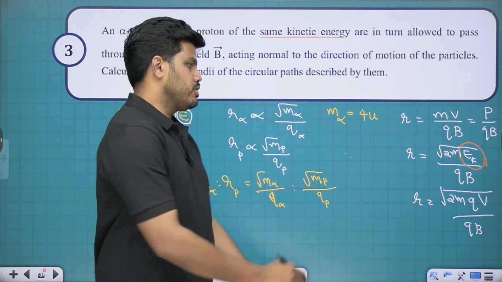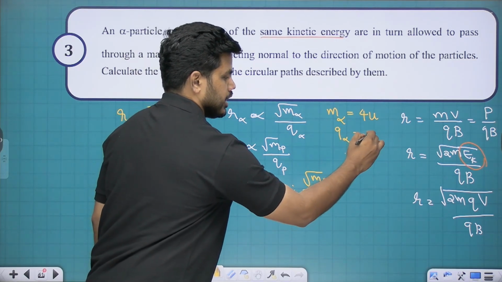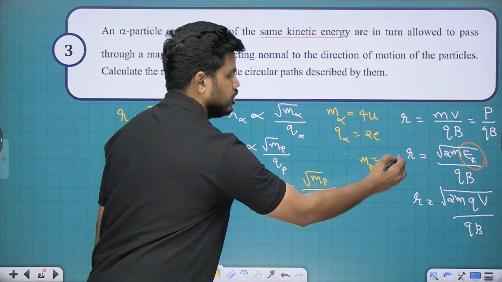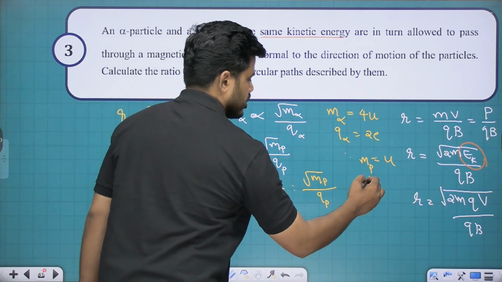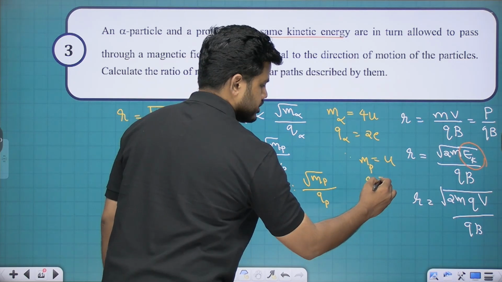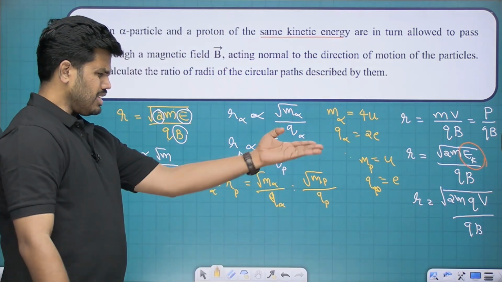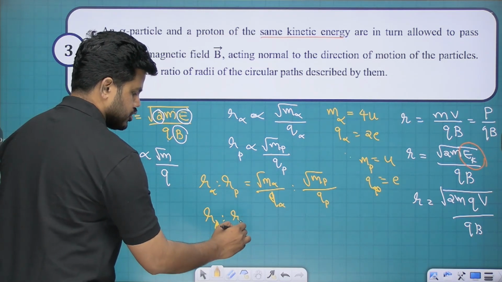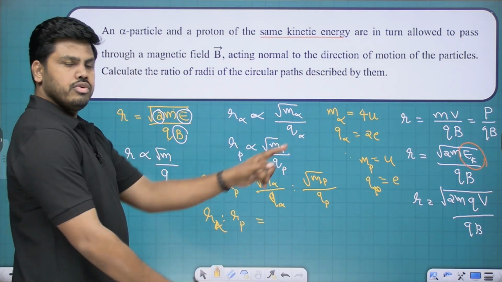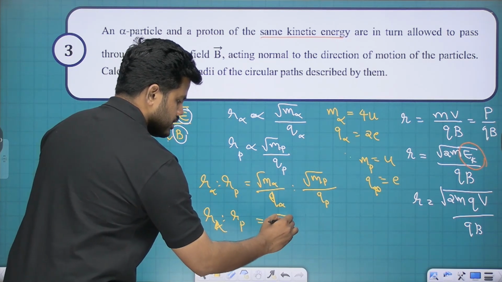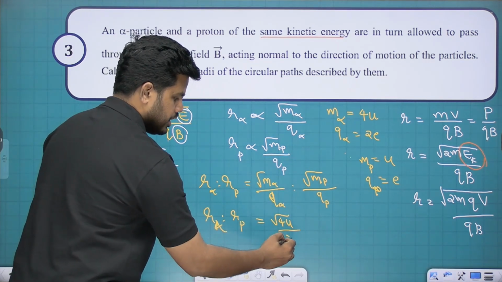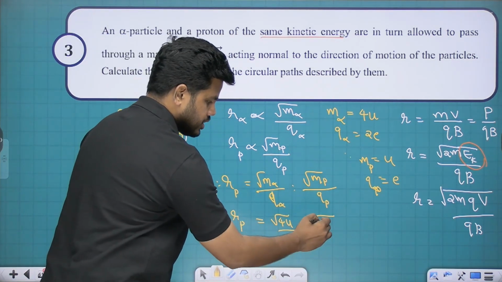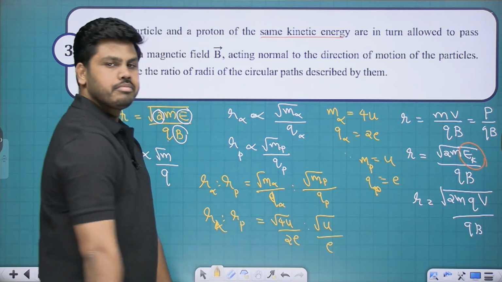And what about the charge? Charge of alpha, 2e, right? 2e. And for proton, mass of proton is just 1u, one single particle, and charge of proton is just e. Substitute those values. R alpha is to Rp equals root of 4u divided by charge of alpha which is 2e, is to root of mass of proton which is just u divided by e.